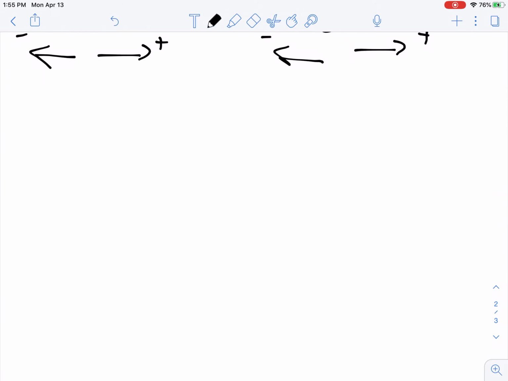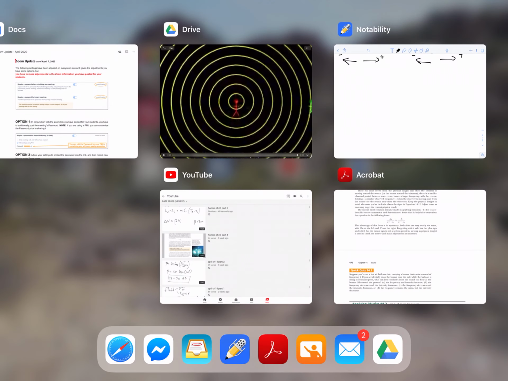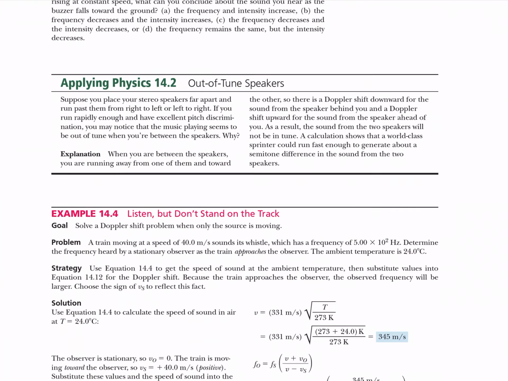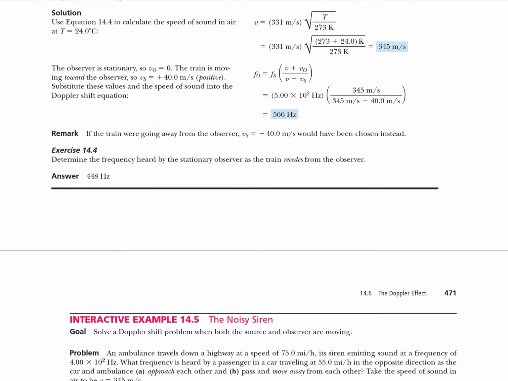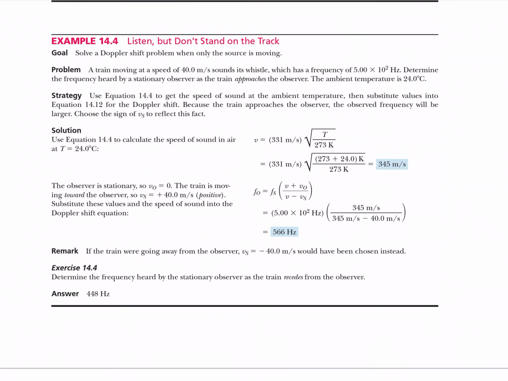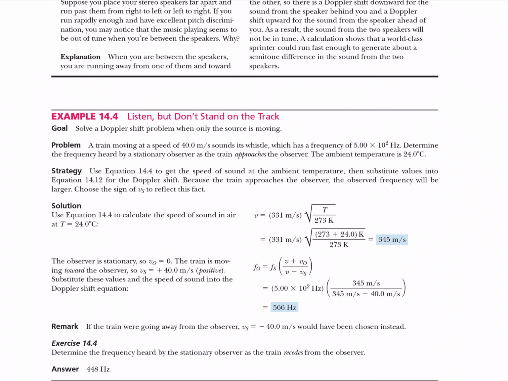So let's do, on page 470, problem 14.4. This says, listen, but don't stand on the track. So we've got a train moving at a speed of 40 meters per second sounding its whistle. Okay, so the train is the source of sound.